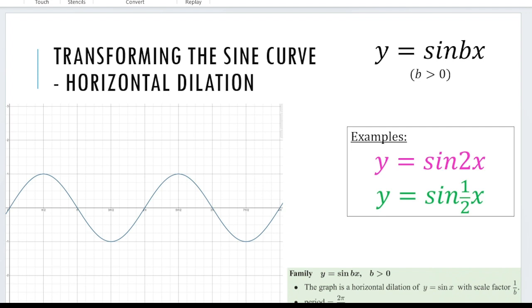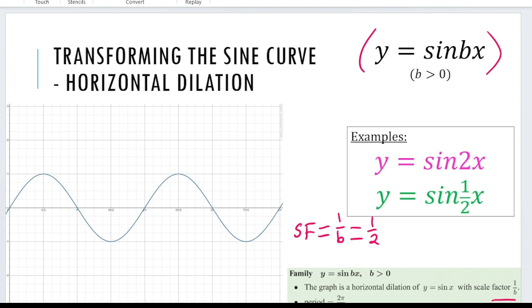This is a tricky one because it's kind of counterintuitive. So let's look at y equals sine of 2x compared to our overall function definition, which is y equals sine bx. So b is equal to 2 here. Our scale factor is actually equal to 1 on b, which is going to give us 1 on 2. So if our scale factor is a half, that means that we are reducing this in the horizontal direction. So we're pushing it back, or effectively squeezing it towards our y-axis.